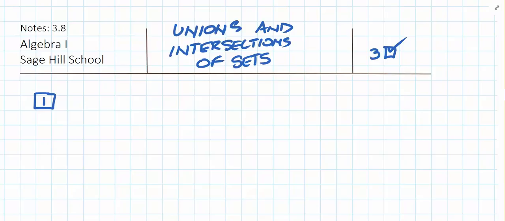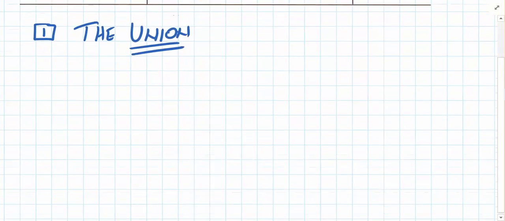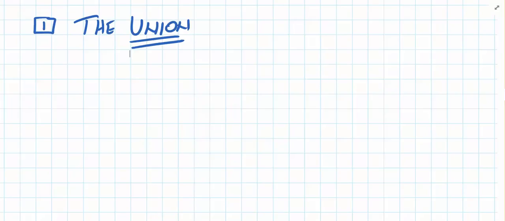Okay. All right, so let's talk about 3.8. Let's talk about the union and the intersection of sets. First, let's talk about this word called the union. What do you think? If you had to take a guess, what is the union of a set? What do you think that means? Everything together. Does that mean everything total or the middle part? That's what everyone always says.